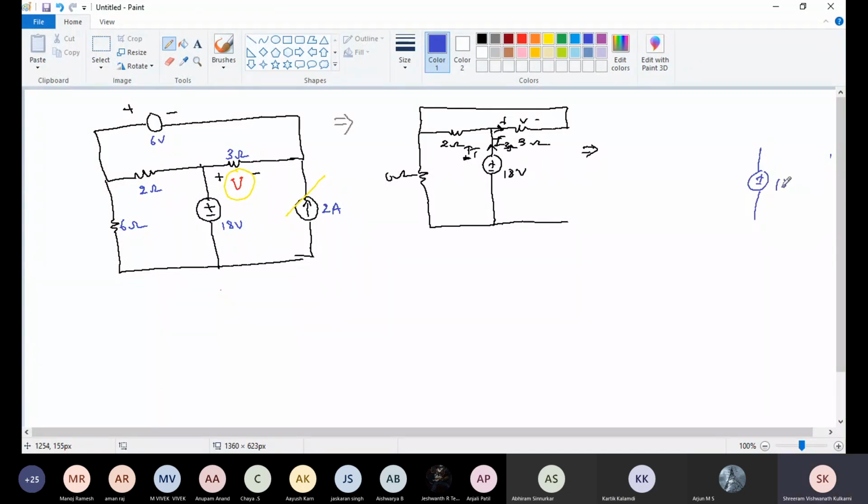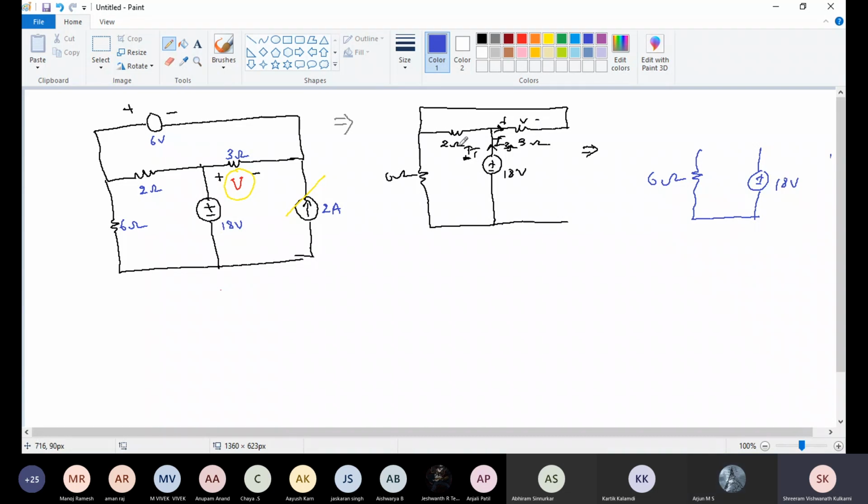Plus or minus 18 volts, 6 ohm. Okay, now see here, this 2 ohm and 3 ohm are in series or parallel?